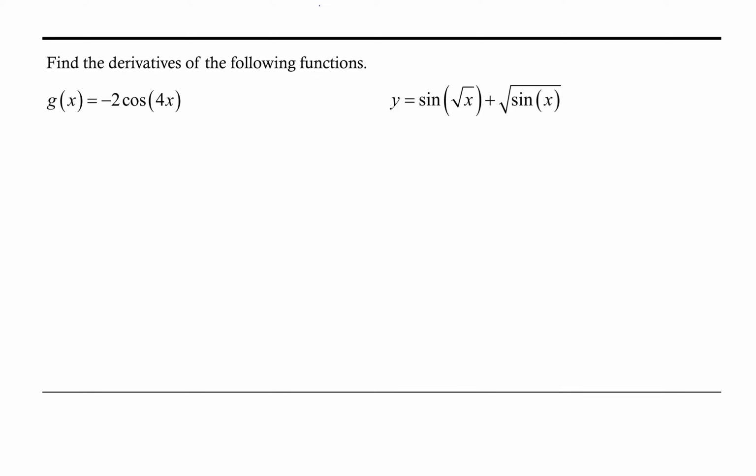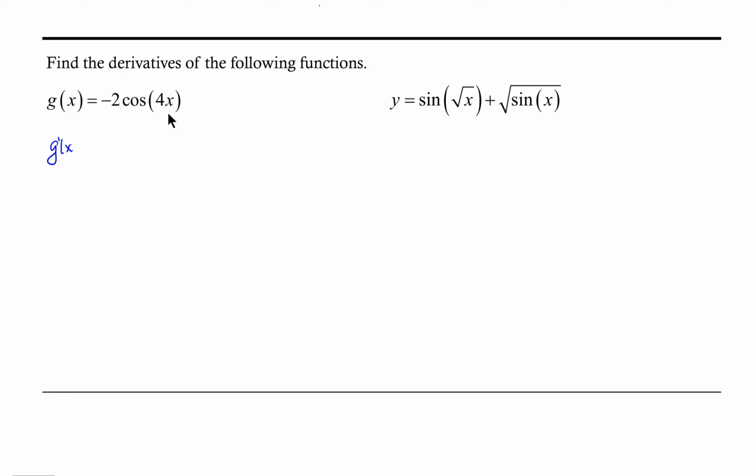Let's take a look at finding the derivative of functions involving trigonometric functions, but also require the use of the chain rule. So our first function here is g of x equals -2 times cosine of 4x. As we look at this function, we can notice that 4x is the argument of the cosine function. So as we apply the derivative to this particular function, when we deal with the cosine of 4x, we will need to be using the chain rule. So let's go ahead and get started.